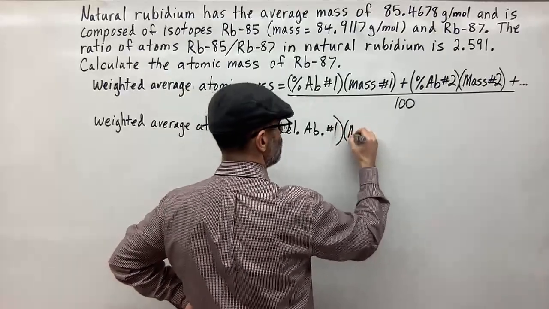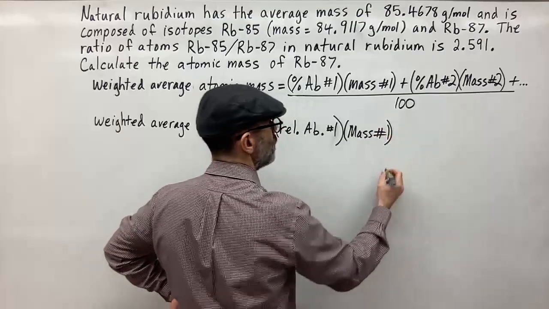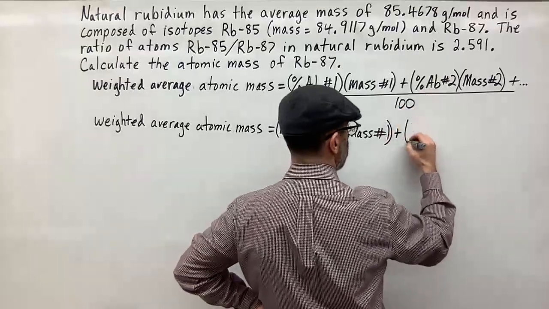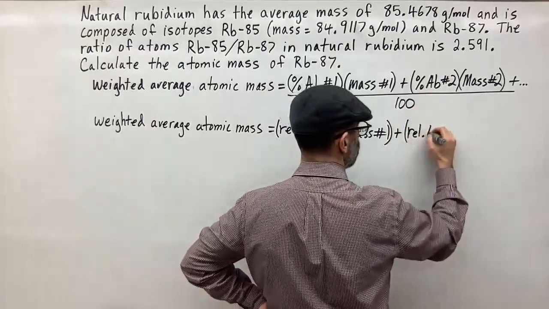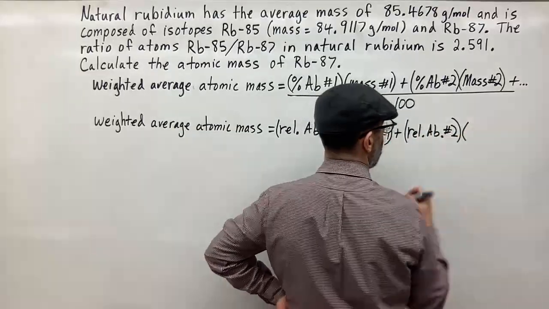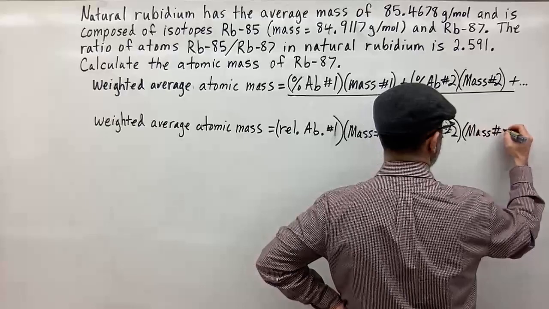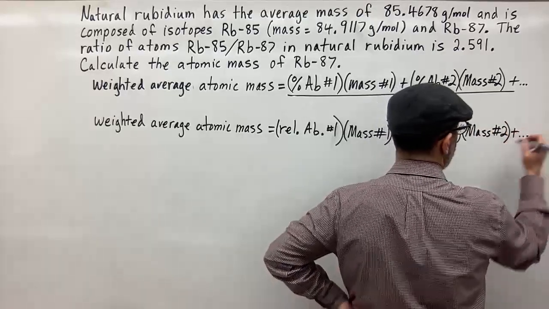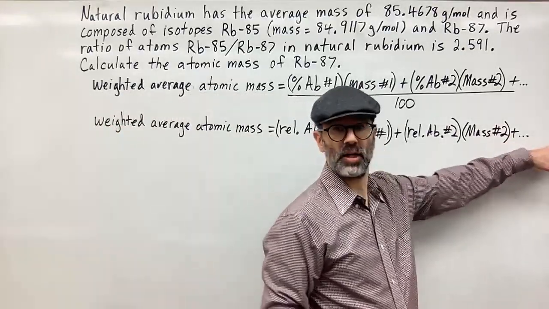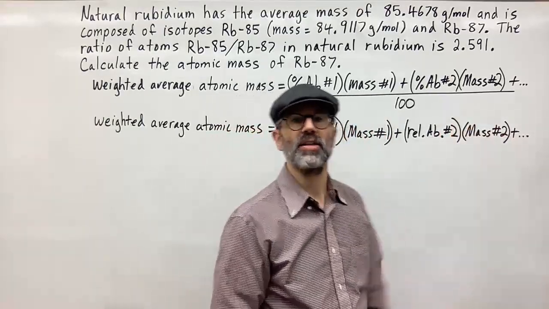multiplied by the mass of isotope number 1, plus, again, percent abundance divided by 100, that's your relative abundance. So this is going to be the relative abundance of isotope number 2 multiplied by the mass of isotope number 2. And then you could add what other isotopes you have. So if you have 3 isotopes, you'd have plus the relative abundance of isotope number 3 multiplied by the mass of number 3. If you have a 4th one, then you do this same thing with the 4th one.